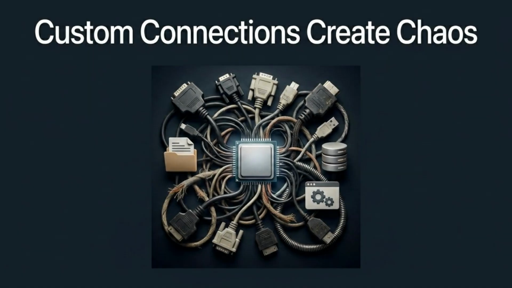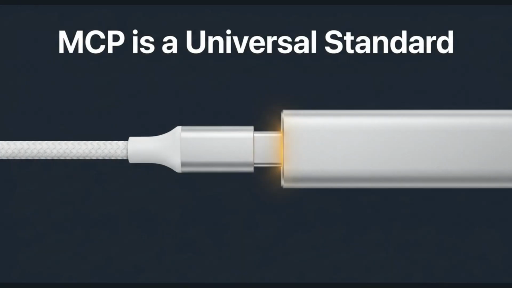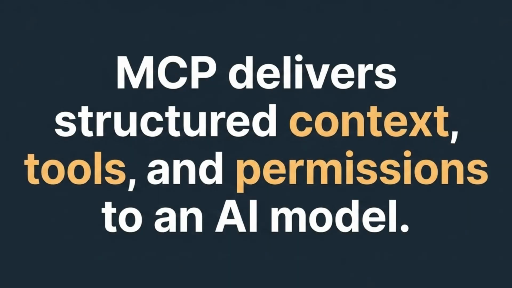Currently, connecting AI to all necessary data and tools often involves custom, complex, and chaotic integrations. The Model Context Protocol, or MCP, solves this by acting as a universal standard for context delivery. MCP delivers structured context, tools, and permissions to an AI model in a standardized and efficient manner.